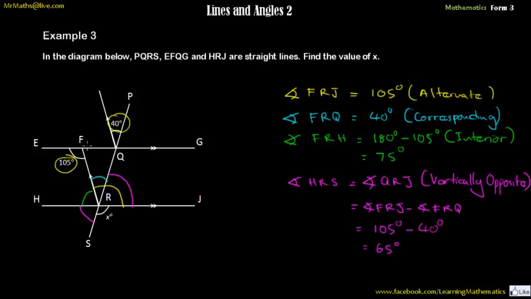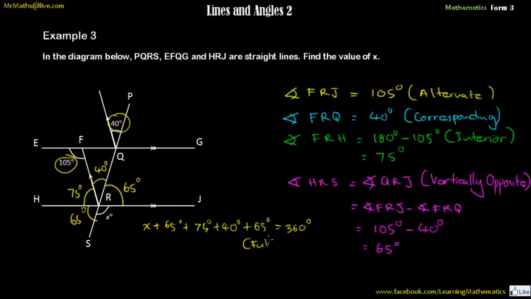So with all these values, then we can find the value of X. So let me just unclutter this diagram. This is 65. This is 65. This is 40. And this is 75. Then X plus 65 plus 75 plus 40 plus 65 degrees is equal to 360 degrees, which is a full rotation. So what is 65 plus 75 plus 40 plus 65? X plus 245 degrees equal to 360. So X is equal to 360 degrees minus 245, which is equal to 115 degrees.